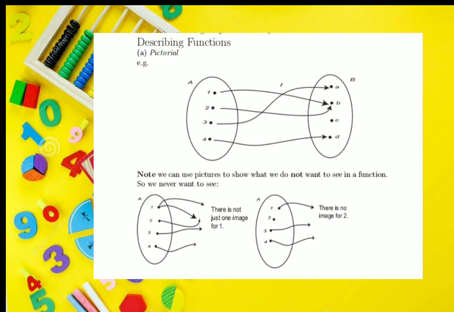As you can see in the picture below, we have a set definition, and that picture states that the function is not one-to-one. It is because the horizontal line intersects the graph at more than one point, so the function is not one-to-one. So we have there a note that we can use pictures to show what we do not want to see in a function. So we never want to see, just like the two pictures shown below.